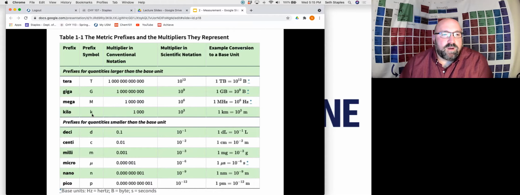Something, for instance, like 6 million, our decimal point is right here. We would move our decimal point 1, 2, 3, 4, 5, 6 spaces to get it to the one spot, which means that in scientific notation, this number would be 6 × 10⁶.